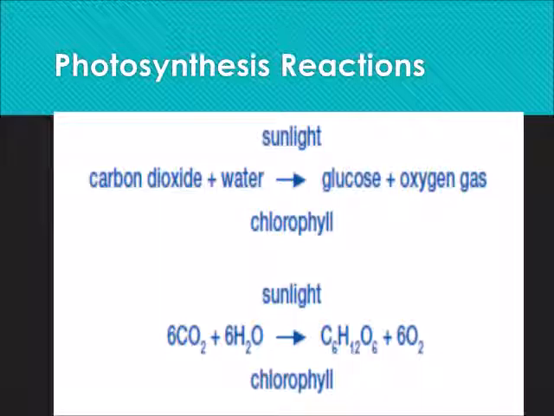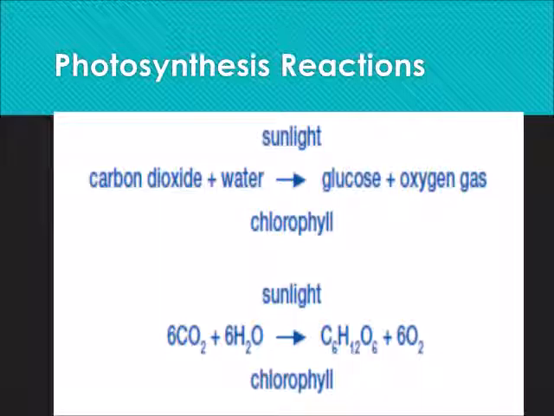The glucose is put into the plant and stored for later use. The oxygen gas is released to the atmosphere. So obviously plants not only have this important reaction to create food for themselves so they can exist, they also convert carbon dioxide into oxygen gas, which is so important for animal life on the earth.